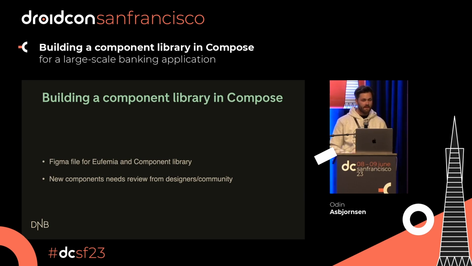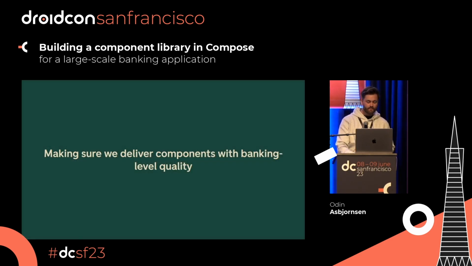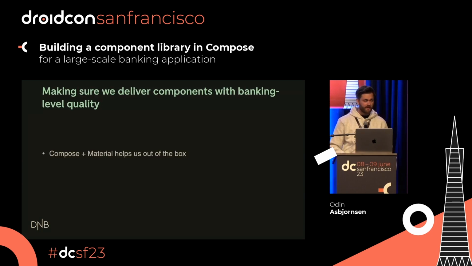And as a bank, we had a lot of different things that we needed to be compliant with. So then we asked ourselves, how can we actually ship components which had banking level quality? For us, at first at least, we found that Compose and Material help us a lot out of the box. For instance, one of the things it does is that it enforces touch size by default.